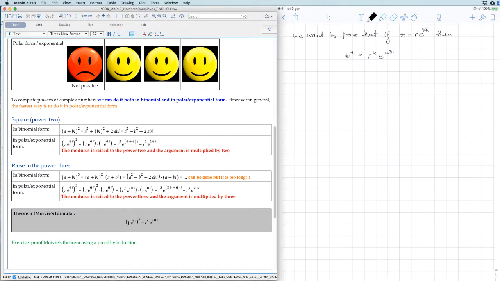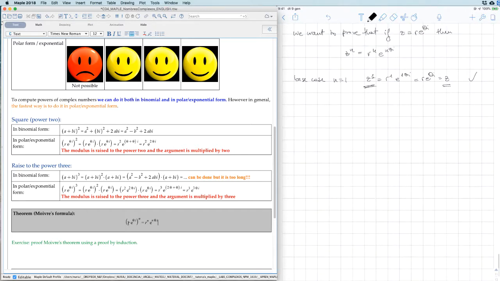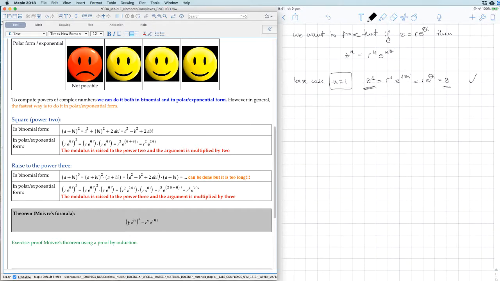Okay, so to do it by induction, we do the base case, which is n equal to 1. So we take the formula, substituting n by 1, so we get e to theta times 1, which is theta. So it's true that z to the power 1 is z. So in this case, the base case is true. Okay. So let's do the induction case. So assuming that the formula is true for n, let's see that it's also true for n plus 1.